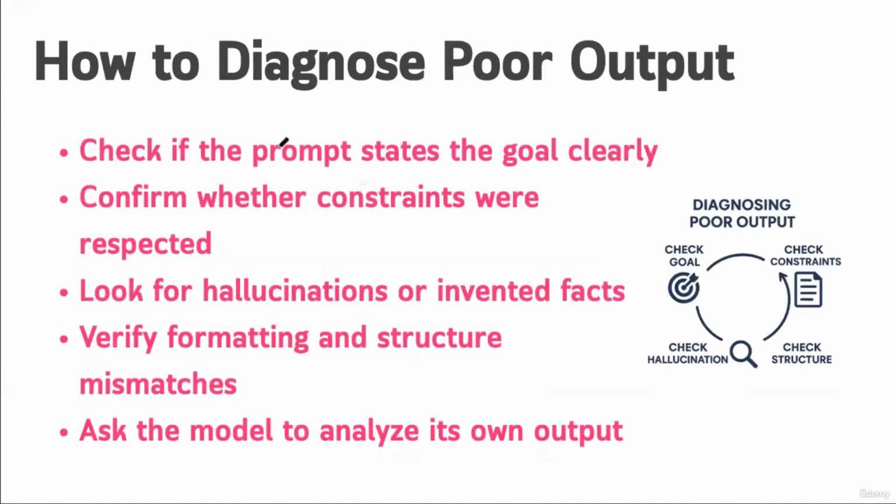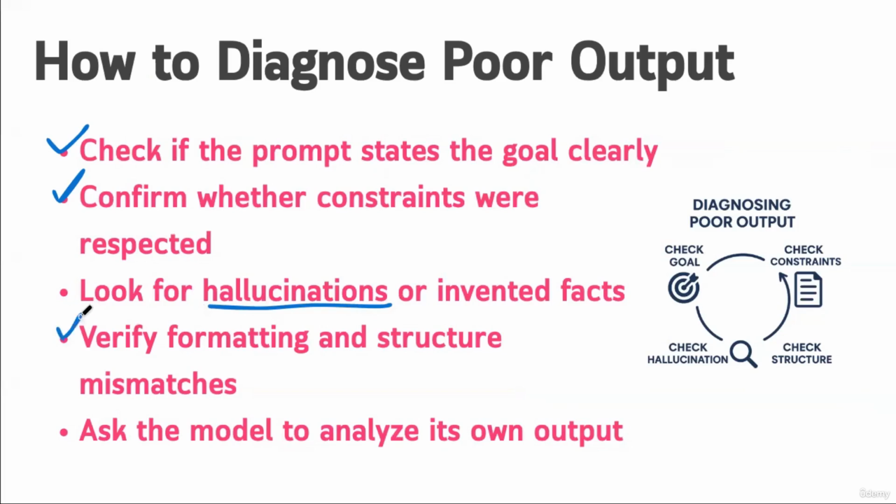When something goes wrong, don't assume the model is broken. Diagnose the prompt. Start by checking if your goal was stated clearly and early. Then, ask whether the model followed your constraints, things like format, tone, or required steps. Look for hallucination. This happens when the model invents information rather than asking for clarification.